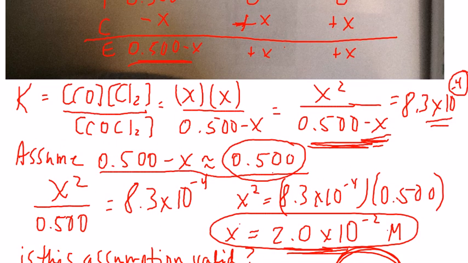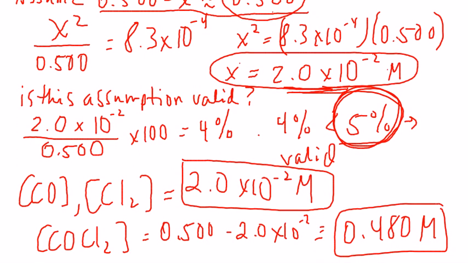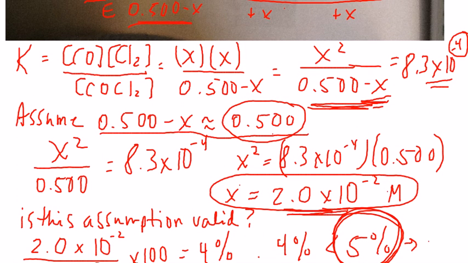Alright, so that is how you solve for the concentrations of equilibrium species using the assumption that K is quite small.